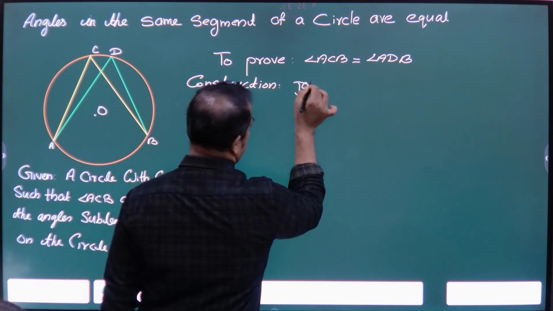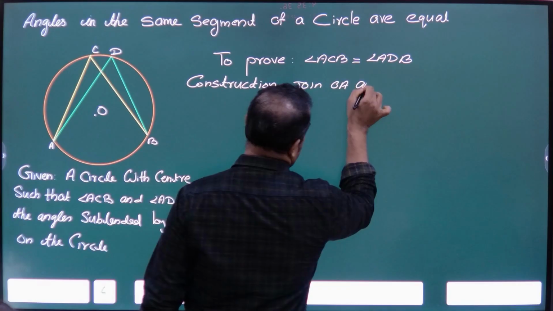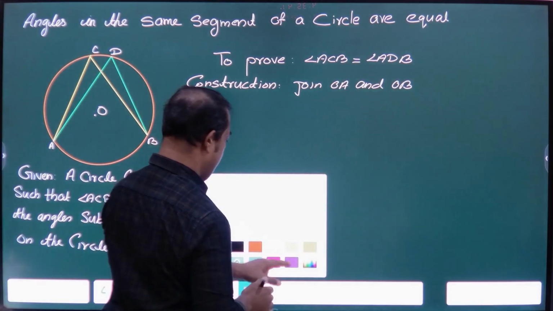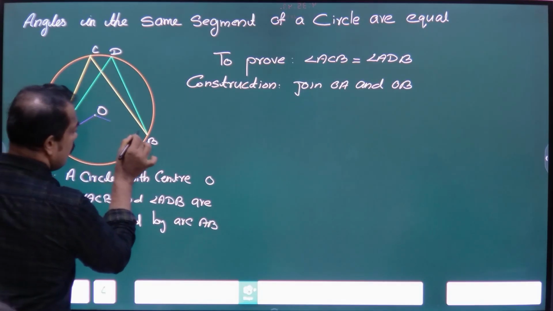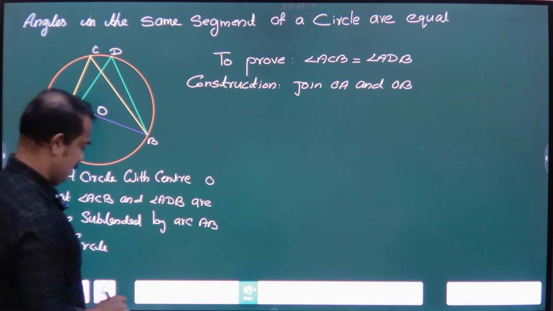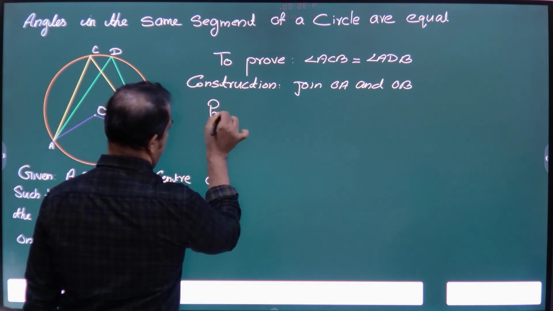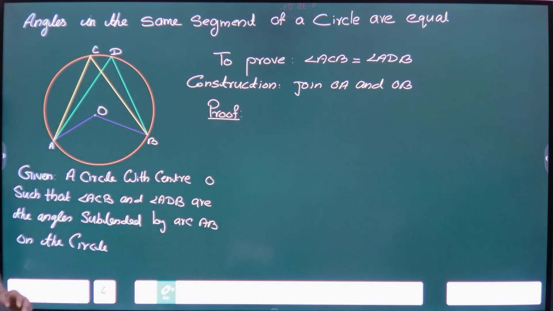Now construction. Join OA and OB. Construction: join OA and OB. Proof. Listen. Is this clear to everyone?